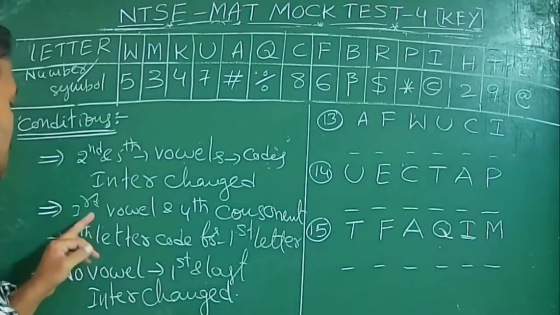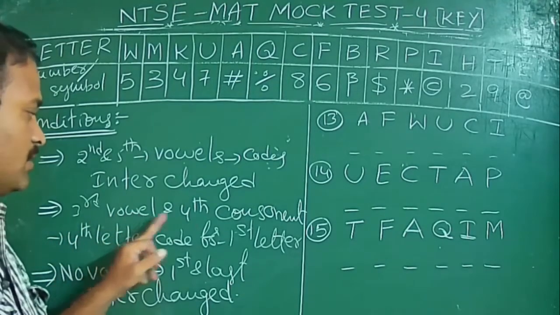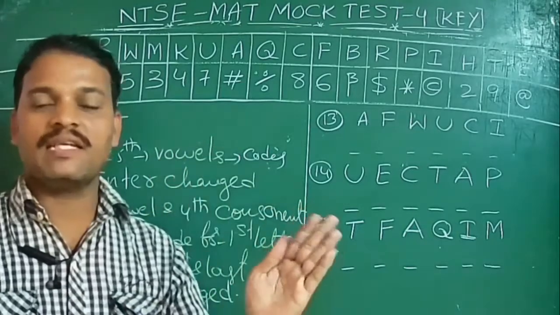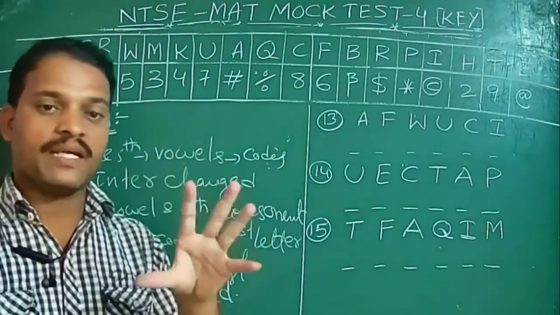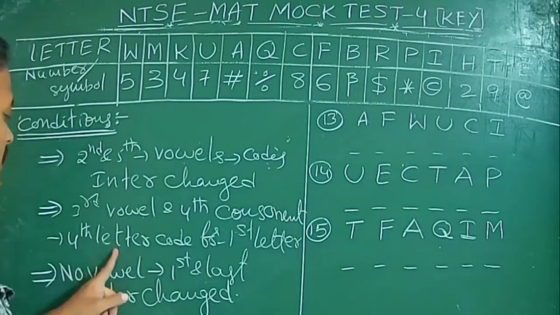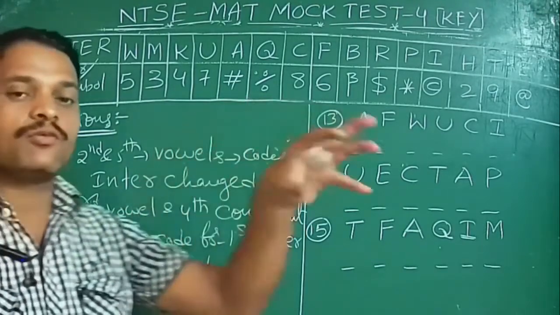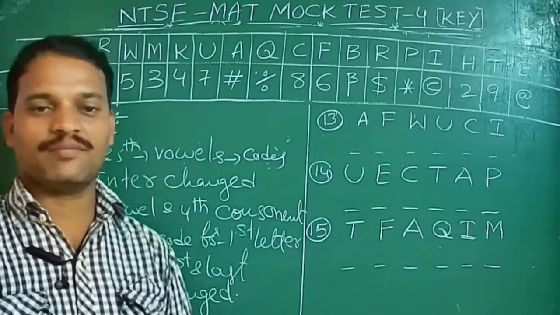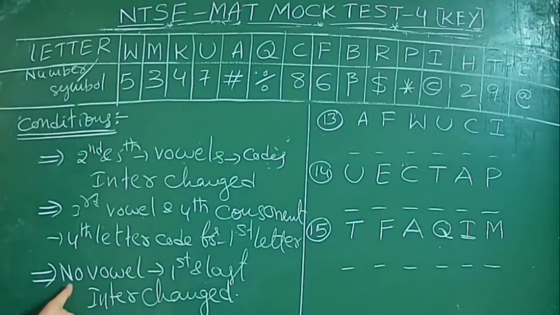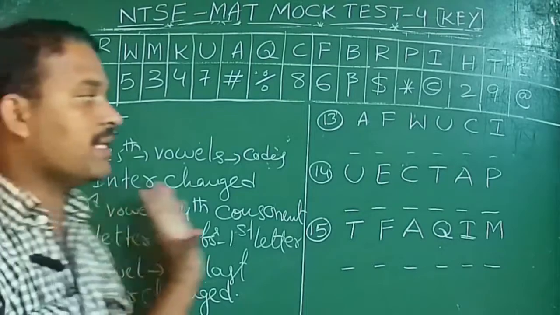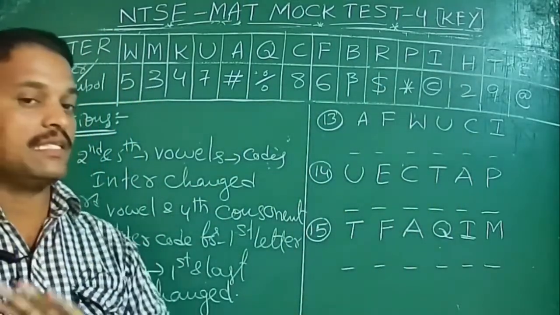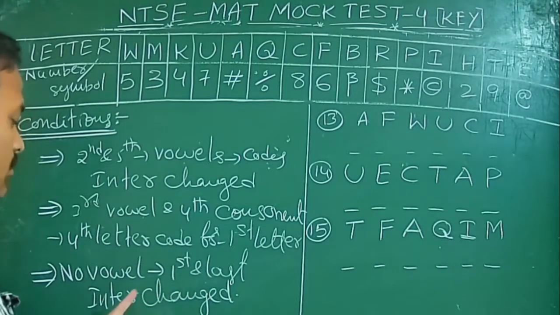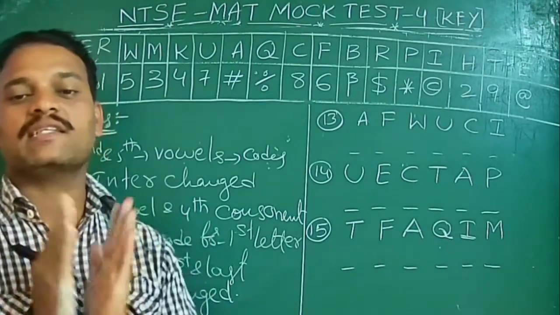Second condition is if the third letter is vowel and the fourth letter is consonant, then in that condition, the first letter code you have to use as the fourth letter code. That is the condition number 2. And the third condition is there is no vowel in the particular sequence. There is no vowel. In that case, the first letter and last letter codes are interchanged. So these are the 3 conditions.